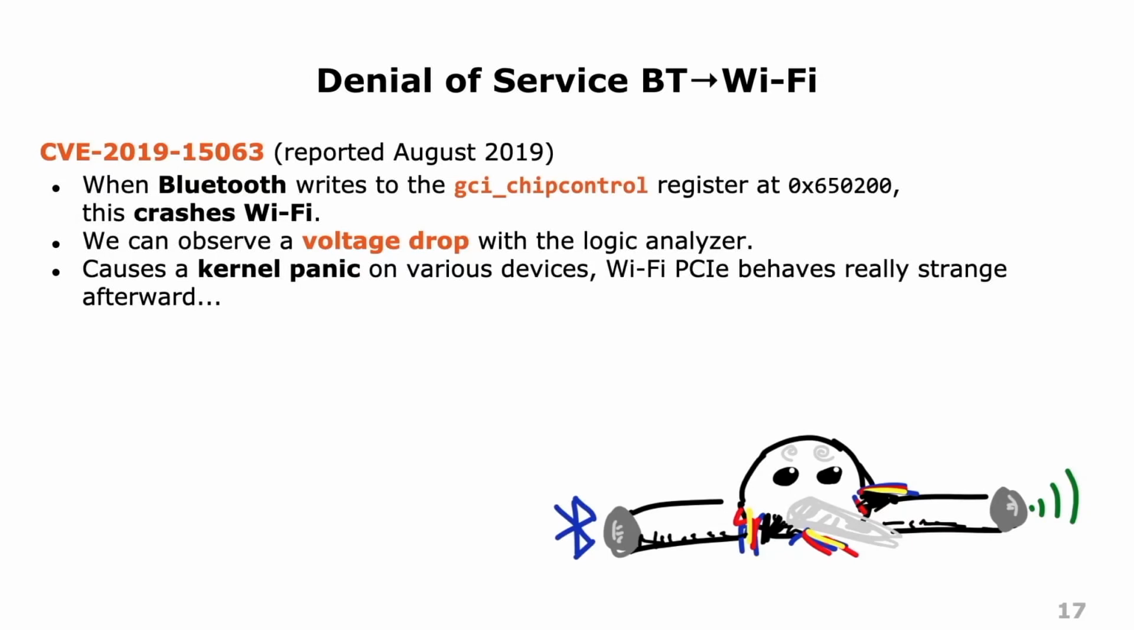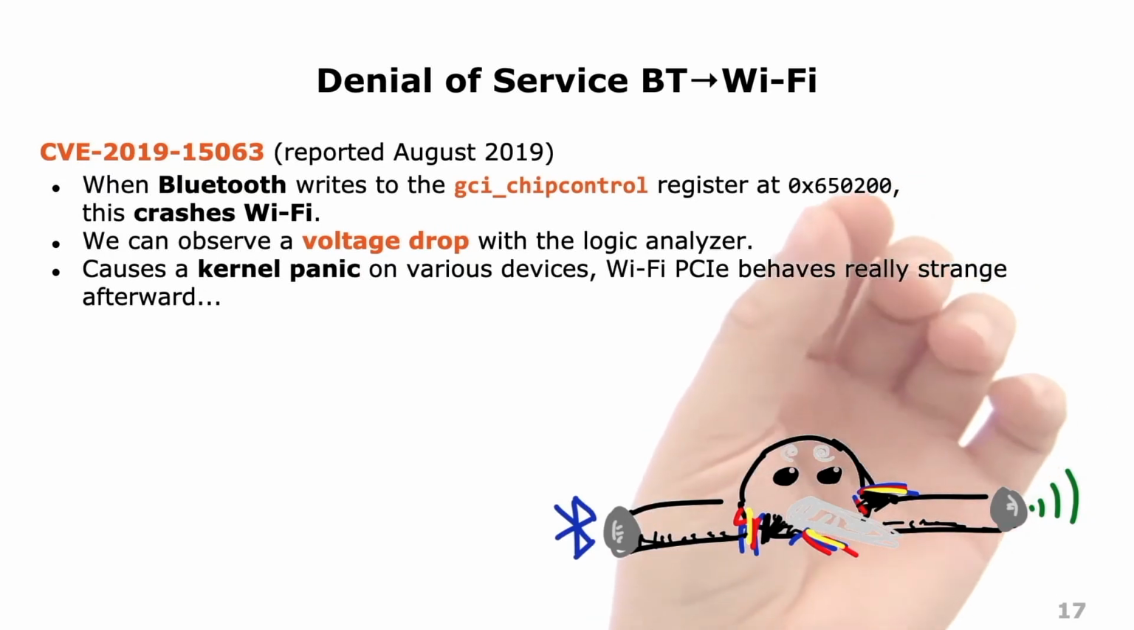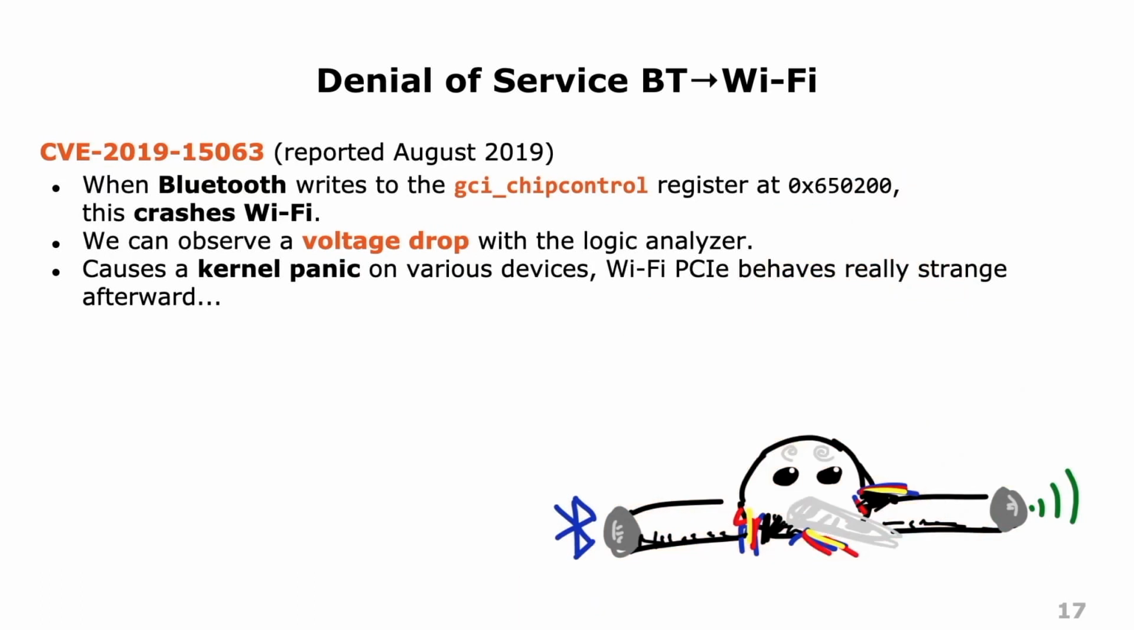And well, there is a register, it's called GCI chip control, and it's at the GCI offset 200. It might also be at 400 or 600. It depends a bit on the chip. And if you write just FF to it, that's it. Then it crashes Wi-Fi. And in this setup with the logic analyzer, we can even see a voltage drop on the SEC-E line. And sometimes to recover Wi-Fi, you need to reboot a device multiple times, not just once. It's a bit strange, at least what I observed.